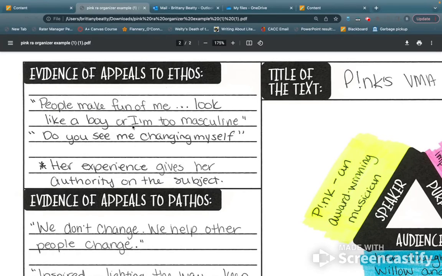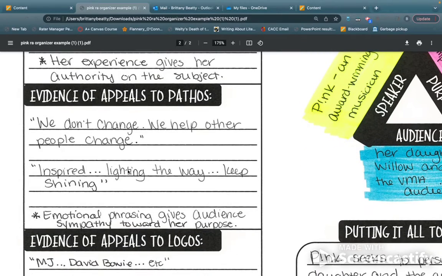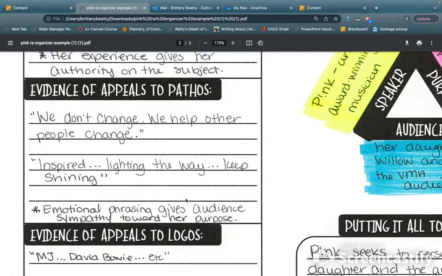So what does an appeal to credibility do? Well, she's talking about her experience, so her experience gives her an authority on this subject. It makes us trust her. For pathos, I have "we don't change, we help other people change," and then the "inspired, lighting the way, keep shining" section. The emotional phrasing is giving the audience sympathy or inspiration toward her purpose. That's the emotional plea that she's making.